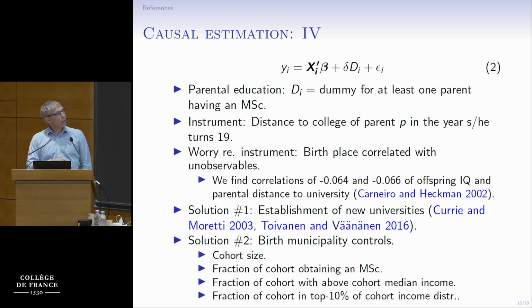What did that cohort look like? What fraction of those went on to get a master's degree, excluding the parent in question? What fraction of that cohort went on to earn above median income of the cohort, again excluding that parent? And finally, what fraction went on to earn so much that they are in the top 10% of that cohort's income at age 35? Okay. So we think these help us control for the childhood environment in ways that make our instrument strategy more plausible.